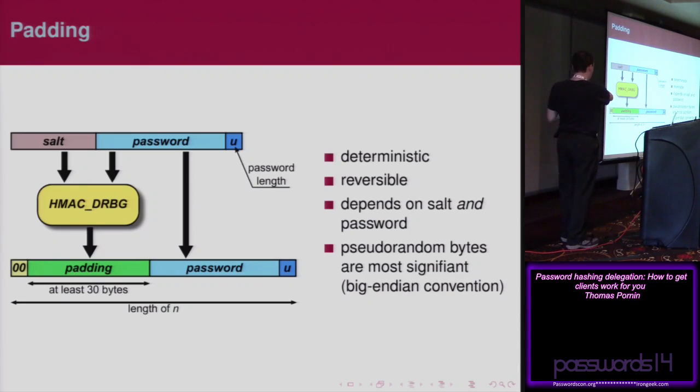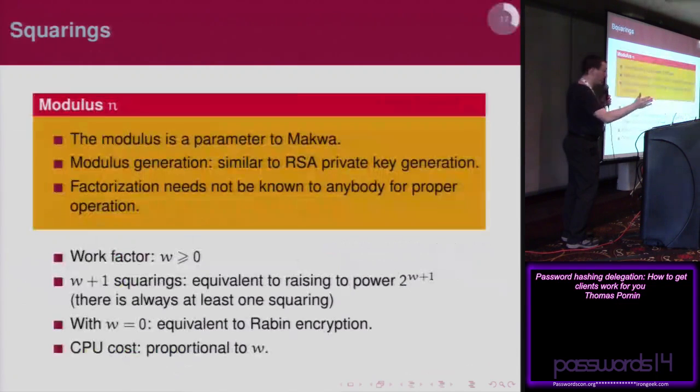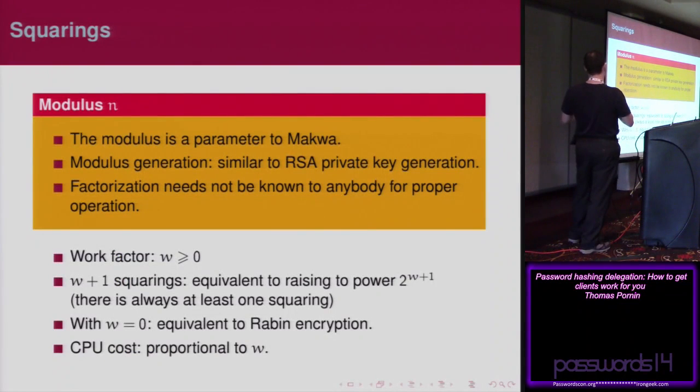And when we've got that sequence of bytes of the same length as the modulus, we interpret it as an integer with big endian convention, which is the classical convention for these things, except when we are Microsoft. And then you proceed to do the squarings. You do as many squarings as you need, but that's a work factor. So it's equivalent to raising the value to a power which is itself a power of 2. And for work factor W, it's raising to the power 2 raised to the power W plus 1. So you are doing W plus 1 squarings.